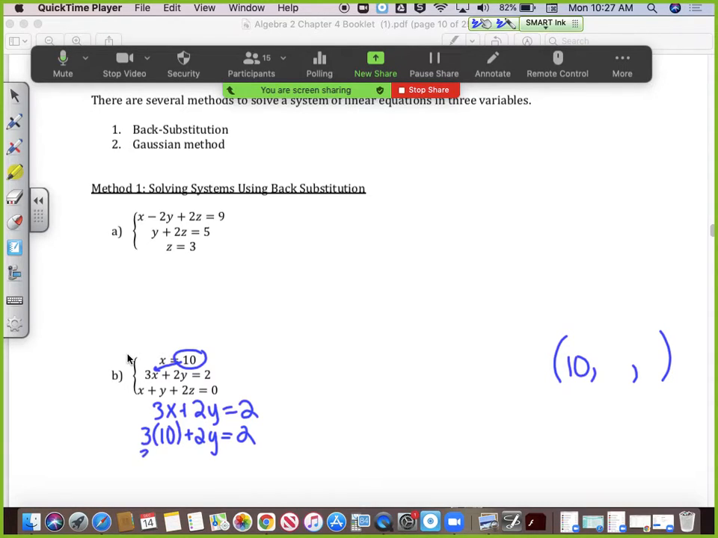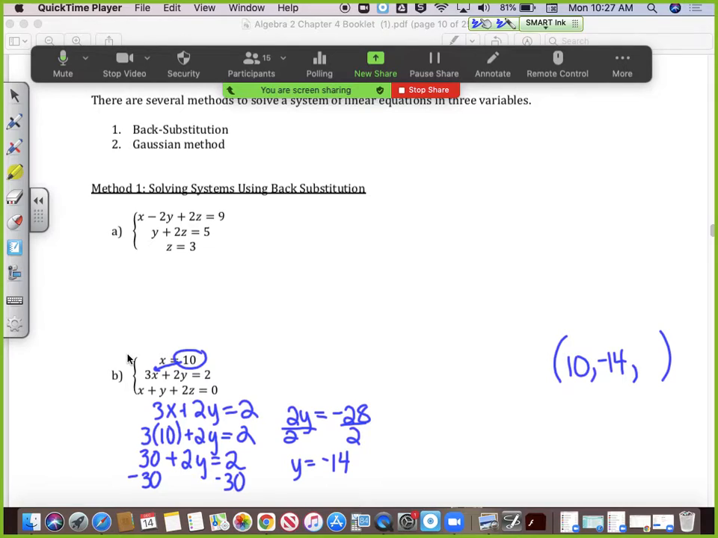So 3 times 10 is 30. I get 30 plus 2y equals 2. I'm going to subtract 30 from both sides to solve for y. I get 2y equals 2 minus 30, which is negative 28. Dividing by 2, I get y equals negative 14. So I know the second part of my answer is going to be negative 14.